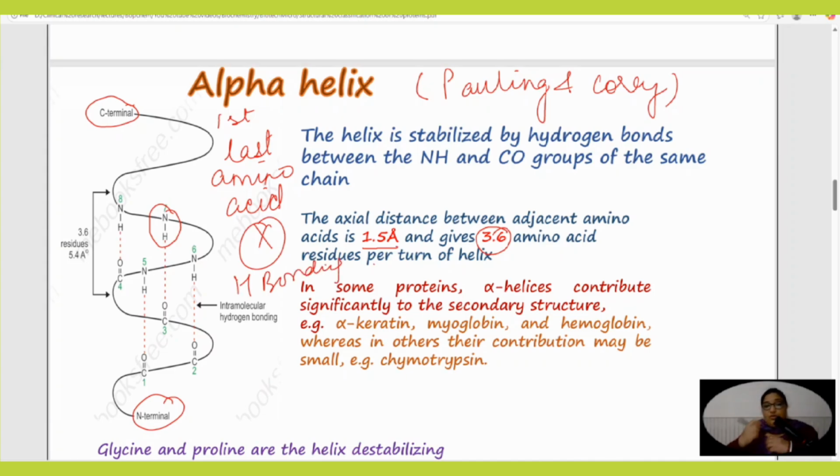All right, so there are certain proteins in which the alpha helices contribute to the secondary structure, such as alpha keratin, myoglobin and hemoglobin. But there are structures in which the contribution of alpha helixes is very small, very negligible.